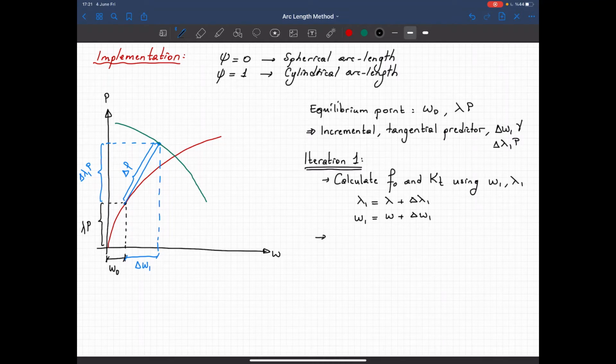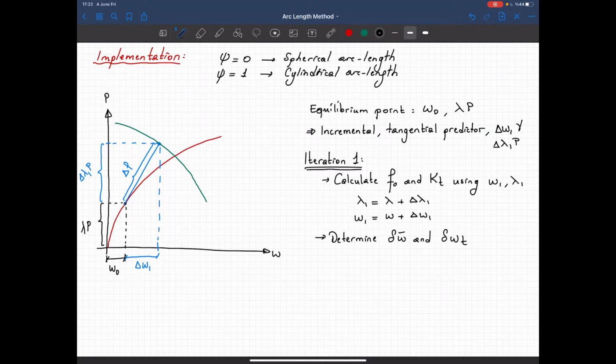Now the next step is to determine, since these are known values, the incremental iterative W hat and iterative WT. Okay, now we have a converged point, and we have the predictor solution. This predictor solution will give us this length.